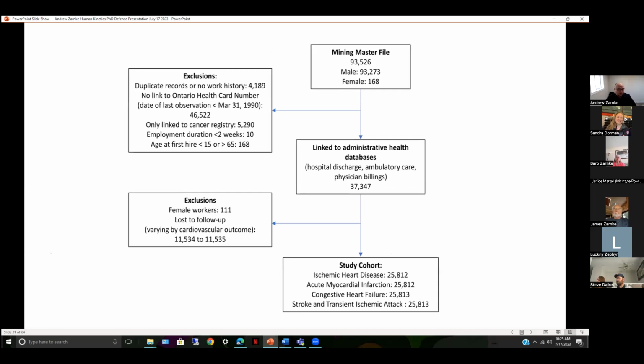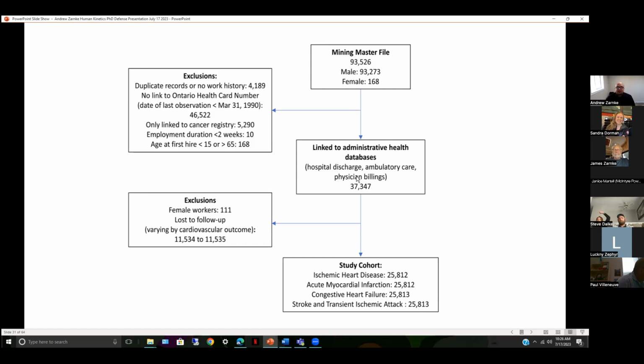So here's the flow chart describing all these steps of the linkage that ended up with our study cohorts. The mining master file has 93,000 people in it. Then we lost a certain number of people because of duplicate records. And the main one was 46,000 people lost due to no health card number matched in the registered persons database.